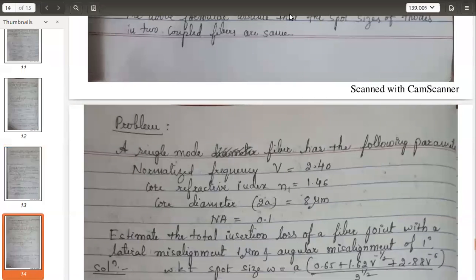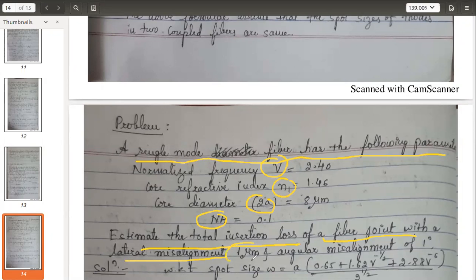But before that, let me solve a simple direct substitution problem. A simple single mode optical fiber has the following parameters. The V number is given to you, the refractive index n1 is given, the core diameter is given, and the numerical aperture is given to you. So the data is listed here. You have to find the total insertion loss of the fiber joint with a lateral misalignment. How much is the offset? 1 micrometer. Angular misalignment of 1 degree. So the theta value and the y value are given to you.